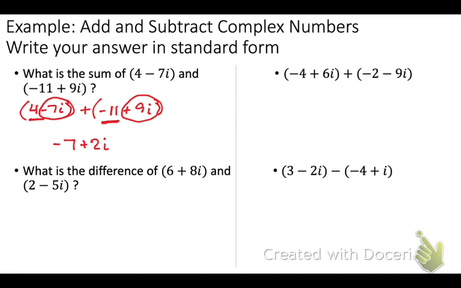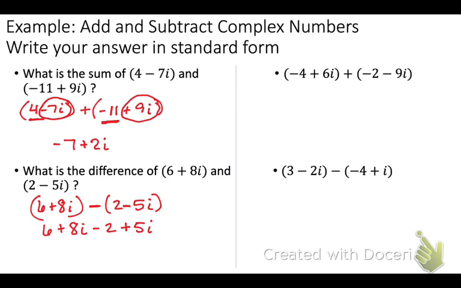So what is the difference? What does difference mean? Subtract. So 6 plus 8i minus 2 minus 5i. I'm going to combine like terms, but there's something I have to do first. What do I have to do with that negative? What does a negative in front of a quantity say I have to do? Distribute. So it's going to be 6 plus 8i minus 2 plus 5i.